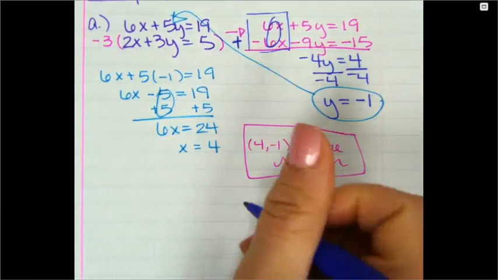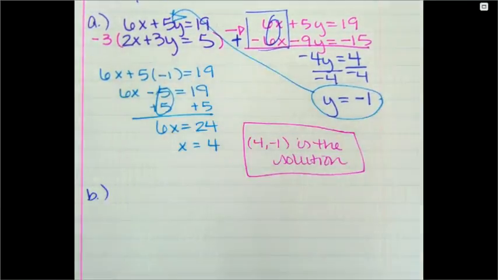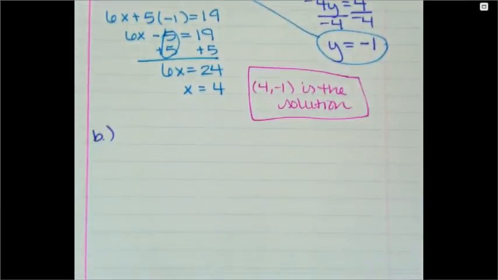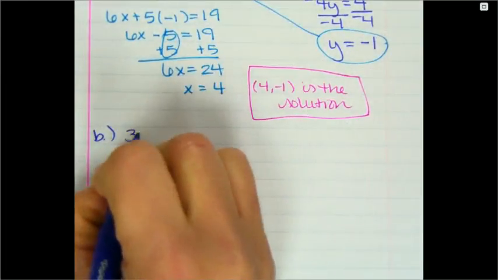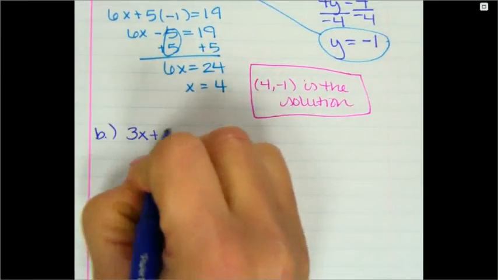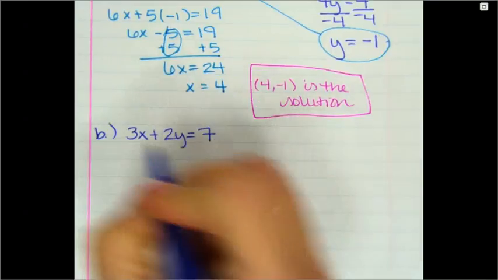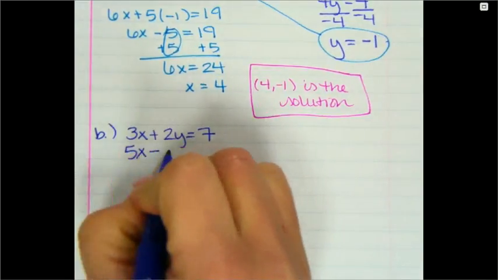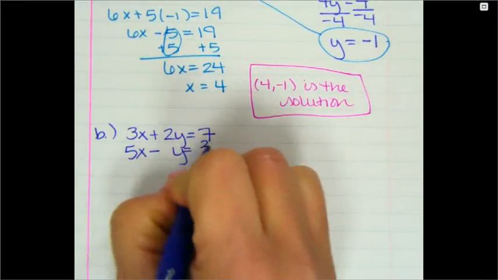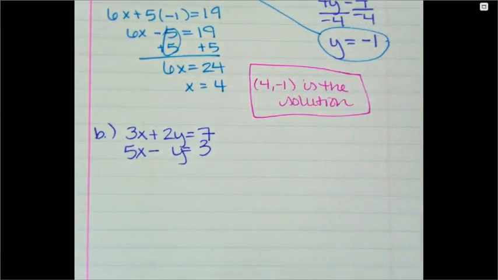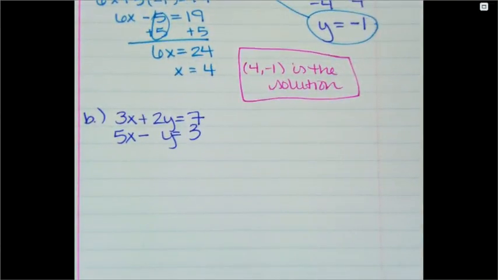Let's do another one. I'm going to let you figure out, before you actually multiply anything, what you think you're going to multiply by. So we have 3x plus 2y equals 7, and we have 5x minus y equals 3.